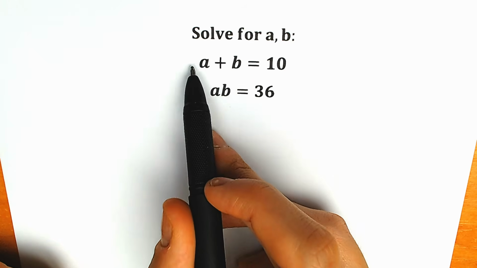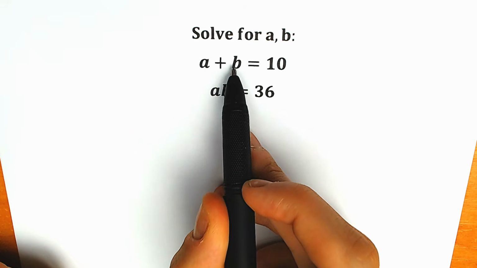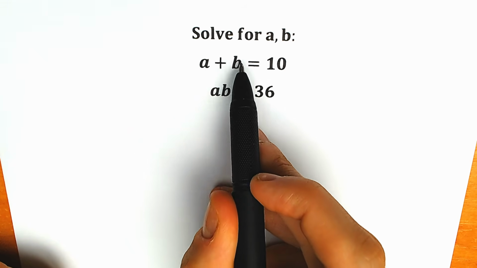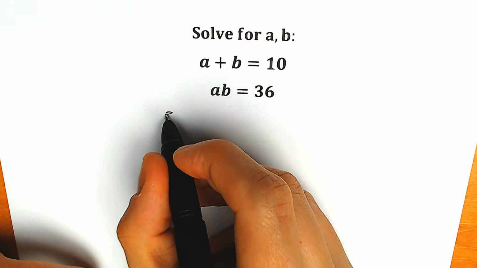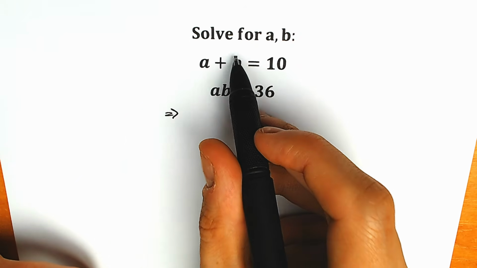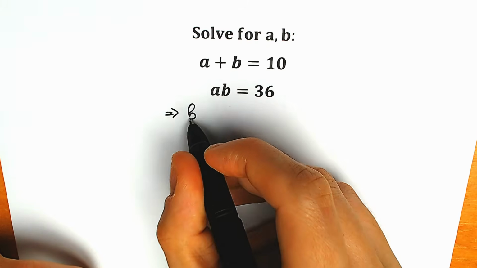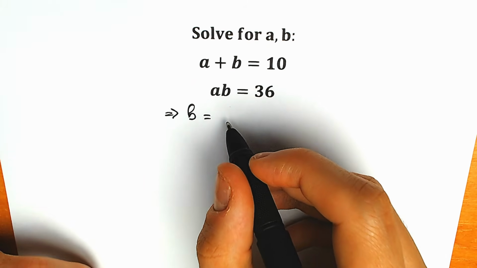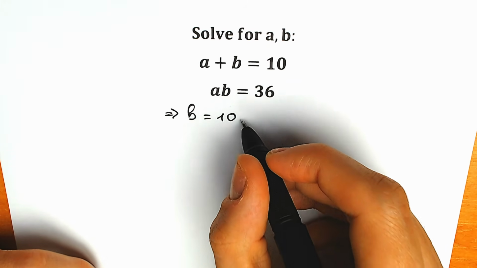First of all, we just look closely at this first equation, a plus b equal to 10. From here we can easily express b, or a, this is up to you. I prefer expressing b first of all. So b equal to 10 minus a. Okay, so 10 minus a.